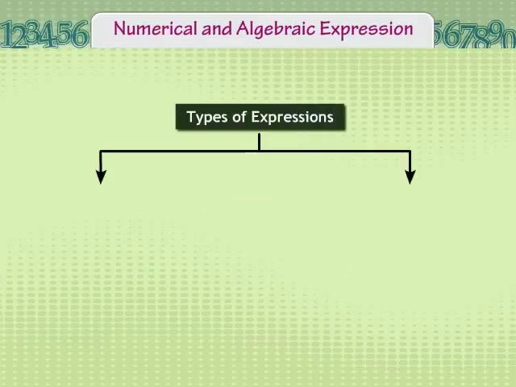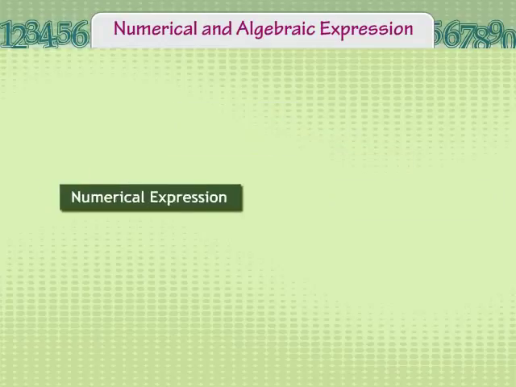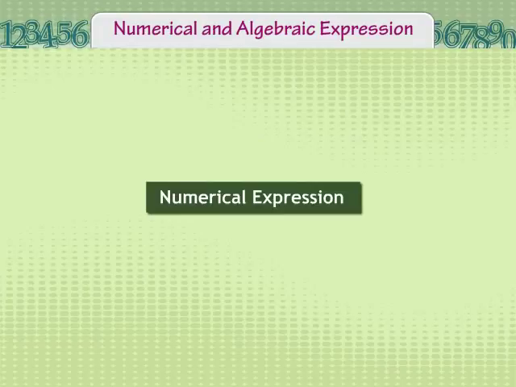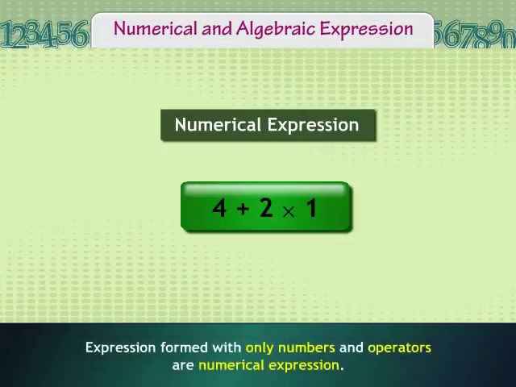There are two types of expression in mathematics, that is numerical expression and algebraic expression. First, let us understand about numerical expression. Look at the expression 4 plus 2 into 1. It is said to be a numerical expression because the expression is formed only with the numbers and operators.